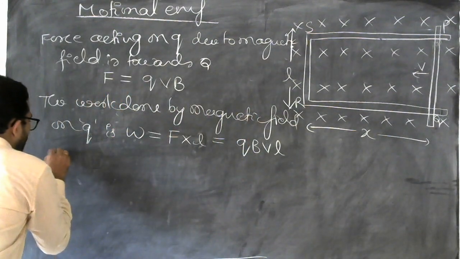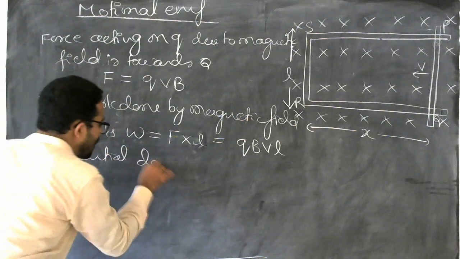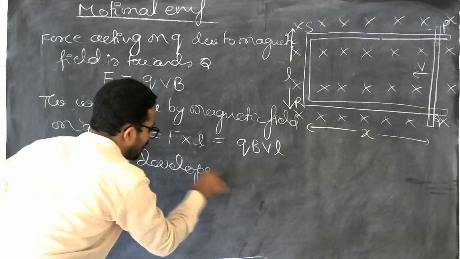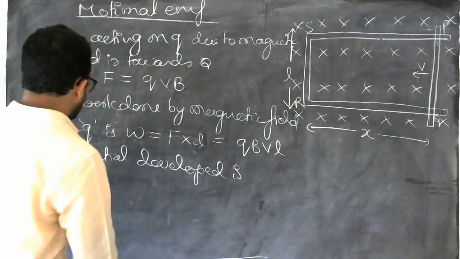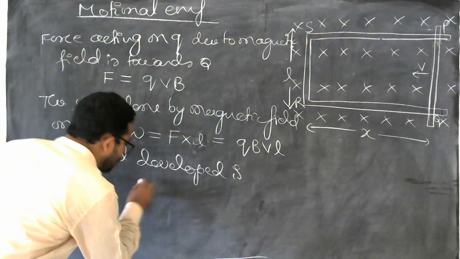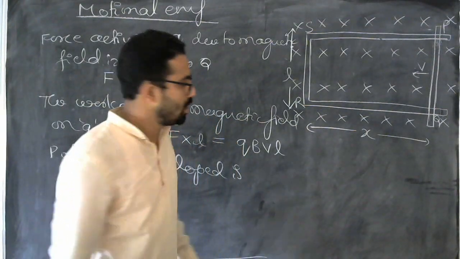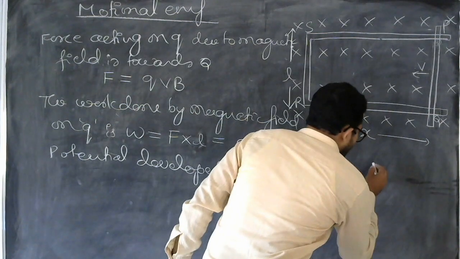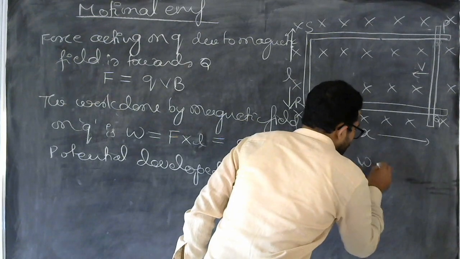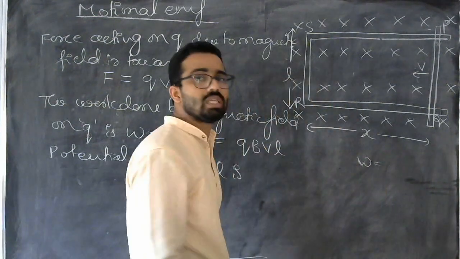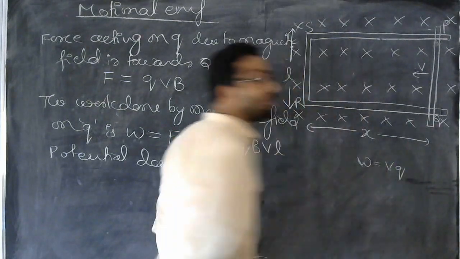Then, how to write the potential developed? The equation for potential, we have already used while discussing the second chapter. There we have written potential energy, W, work done, is equal to V into Q. This was the equation we have written.